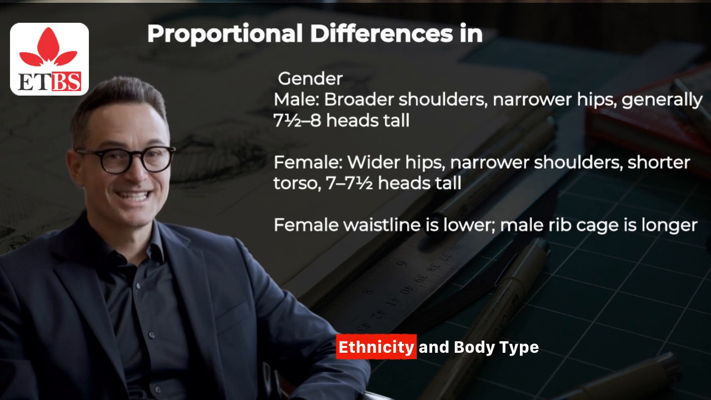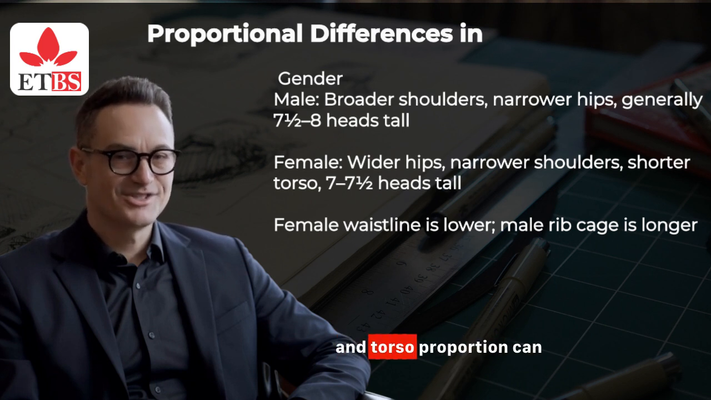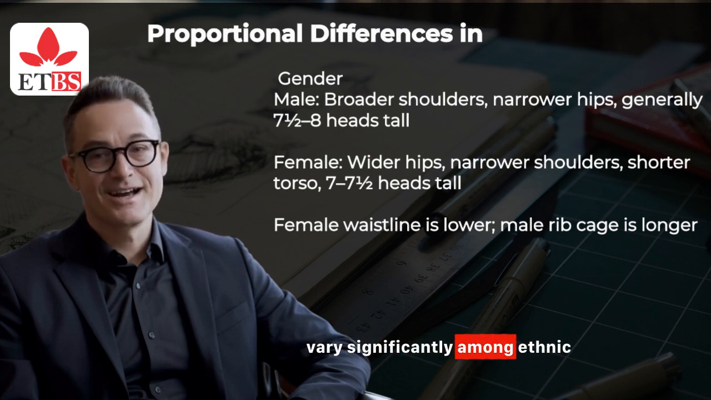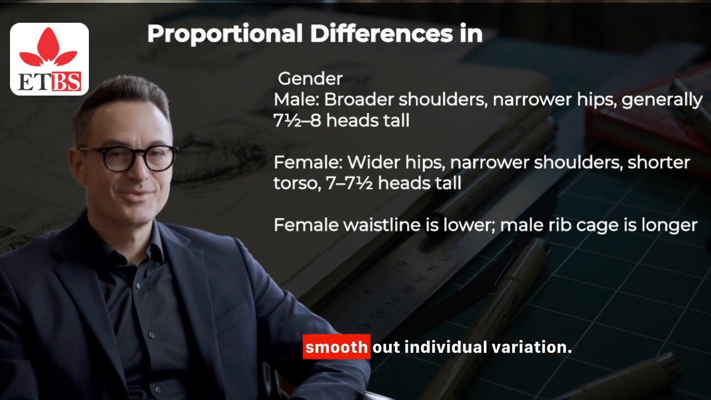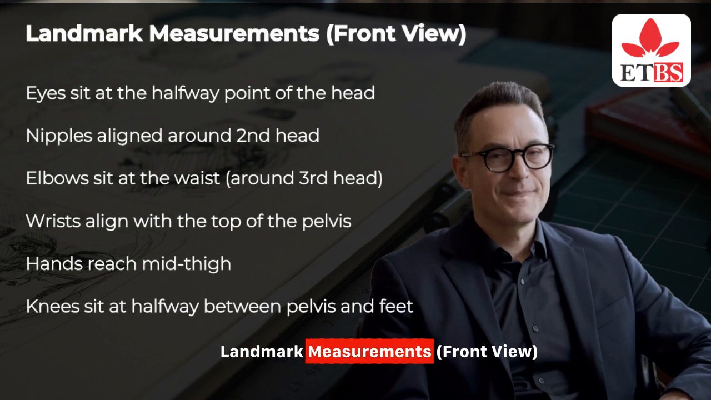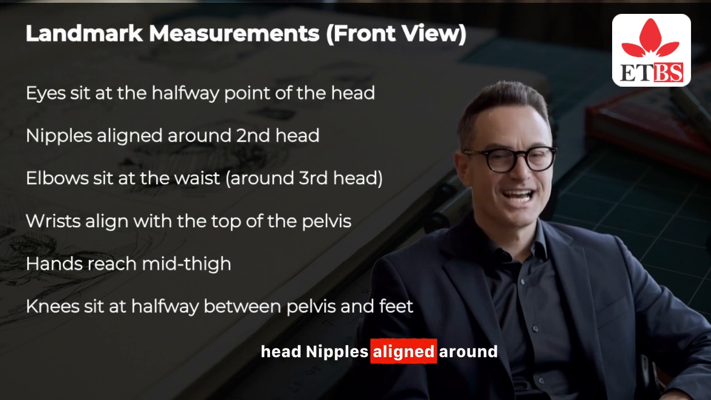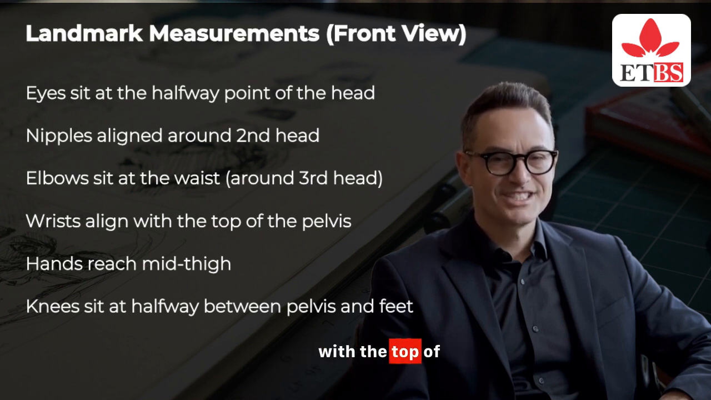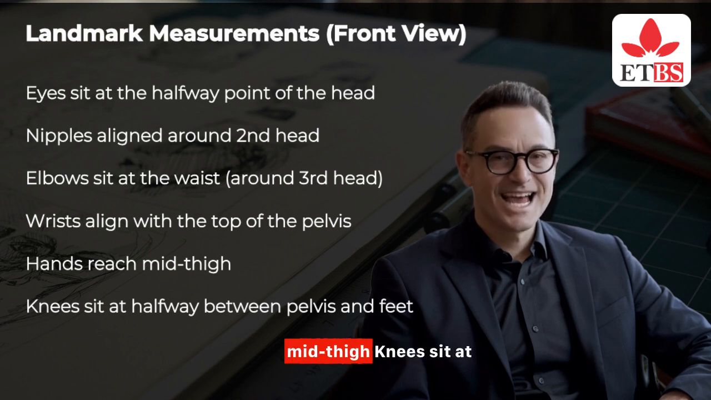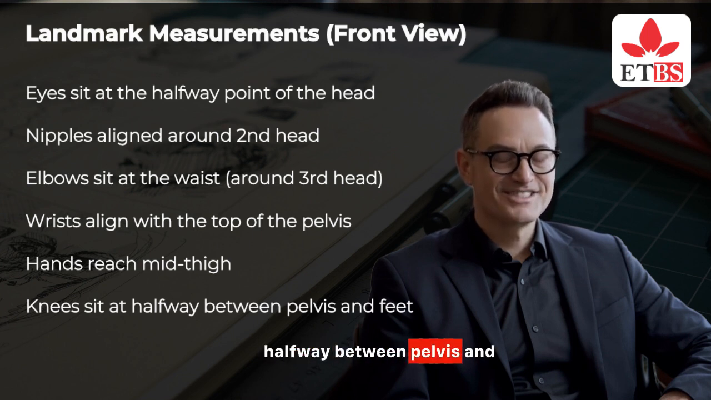C, ethnicity and body type. Limb length, skull shape, and torso proportion can vary significantly among ethnic groups, though stylization may smooth out individual variation. Landmark measurements, front view: eyes sit at the halfway point of the head, nipples aligned around the second head, elbows sit at the waist, around the third head, wrists align with the top of the pelvis, hands reach mid-thigh, knees sit halfway between pelvis and feet.